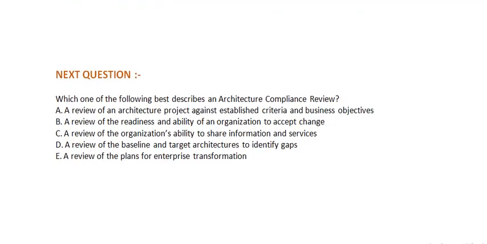Next question is, which of the following best describes architecture compliance review? Option A, review of an architecture project against established criteria and business objectives. Option B, review of the readiness and ability of an organization to accept change. Option C, a review of the organization's ability to share information and services. Option D, a review of the baseline and target architectures to identify gaps. And option E, a review of the plans for enterprise transformation. The correct answer is option A.